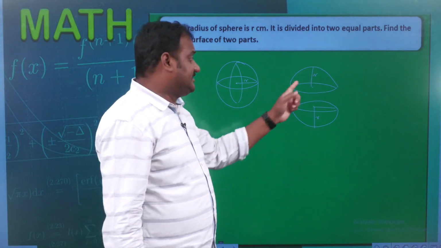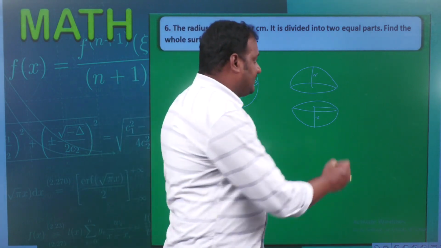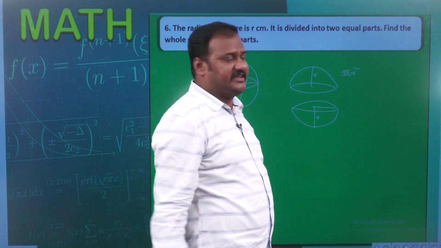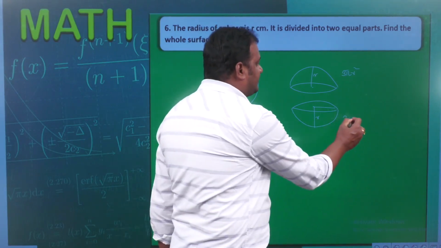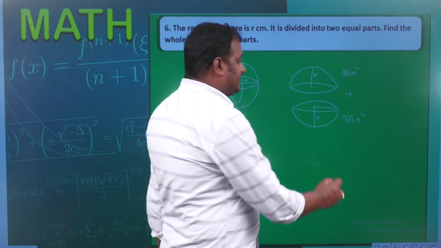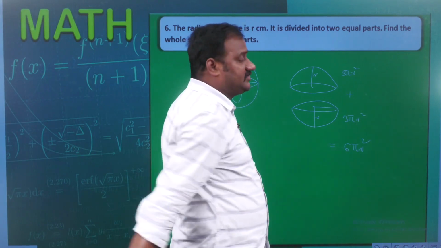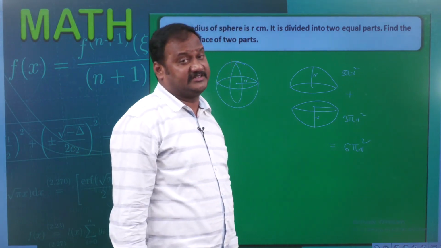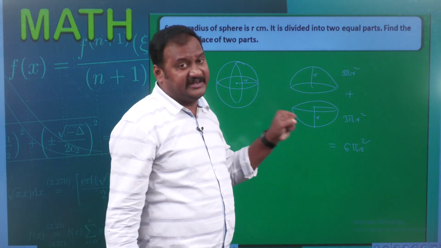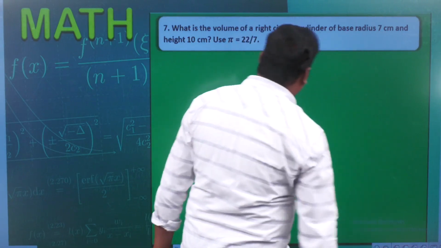this. Since it is a hemisphere, surface area individually is 3 pi r square and the surface area individually here also is 3 pi r square. So when you add both of them, 3 pi r square plus 3 pi r square is going to be 6 pi r square. That is the whole surface of both the two hemispheres. You will have to see them individually. You understand? Right. Moving on to the next problem.